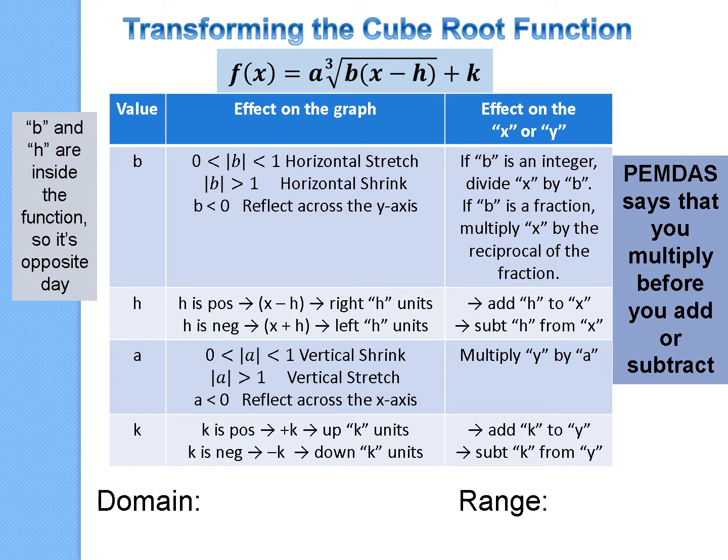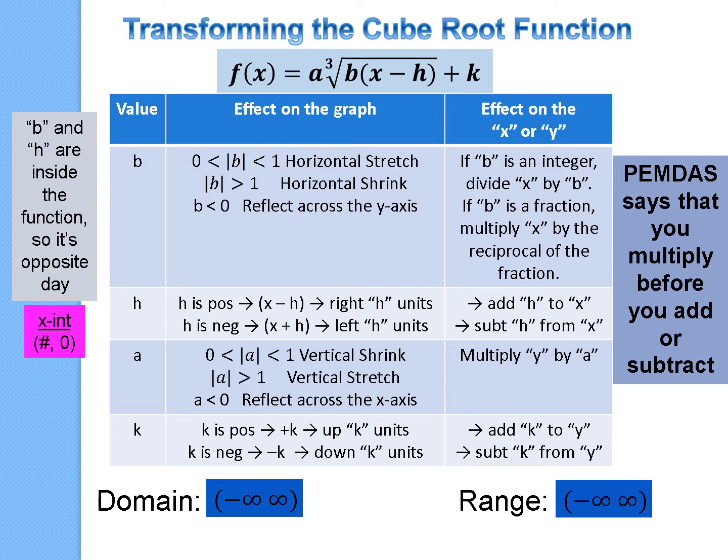Now, no matter what I do to this function, move it up, down, left, right, stretch, shrink, reflect, the domain and the range will never change. They will always be negative infinity to infinity. And of course, the x-intercept is where the y is 0, and the y-intercept is where the x is 0. So again, this has not changed. All right, let's move on to example 1.